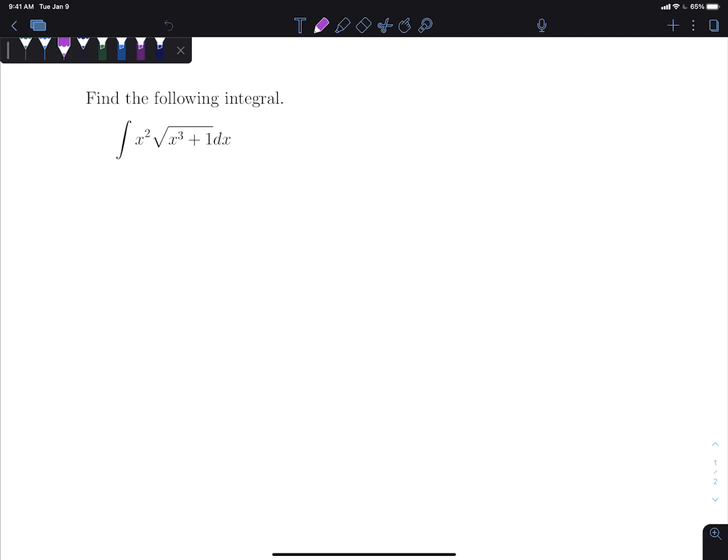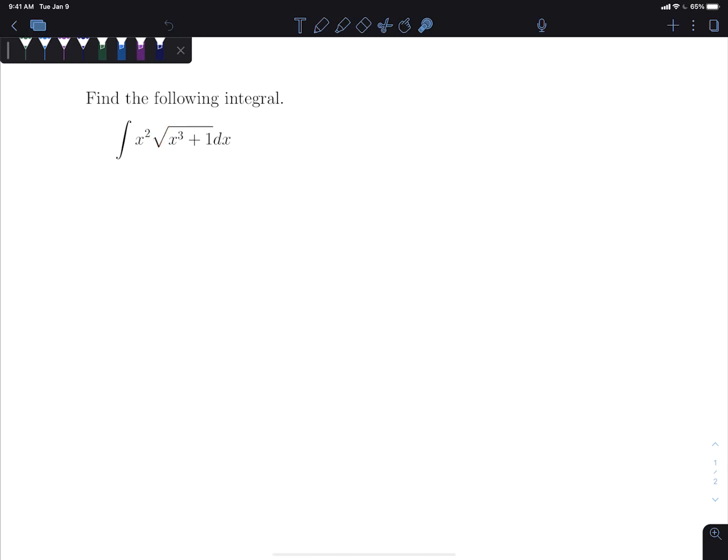Hello. In this video, we want to do the integral of x squared times the square root of x cubed plus 1, all times dx. Now, here's the thing. We can't go ahead and immediately do this one yet because we have an x squared on the outside, we have an x cubed on the inside, we've got a lot of weird stuff happening.